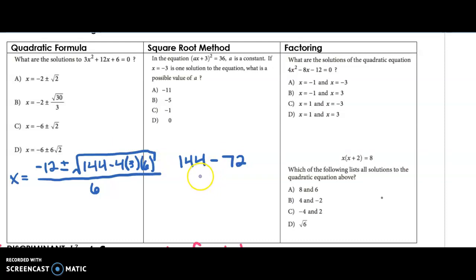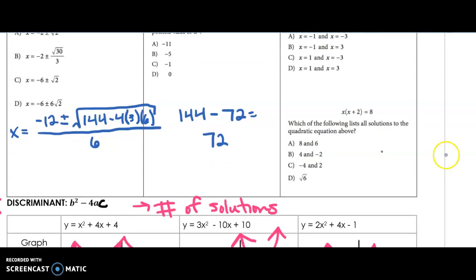What's that going to be? 144 minus 70 is 74, minus 2 is 72. Oh my gosh, wait, that's literally just double. Okay, so 144 minus 72 is the square root of 72. So we have x equals negative 12 plus or minus the square root of 72, all over 6.